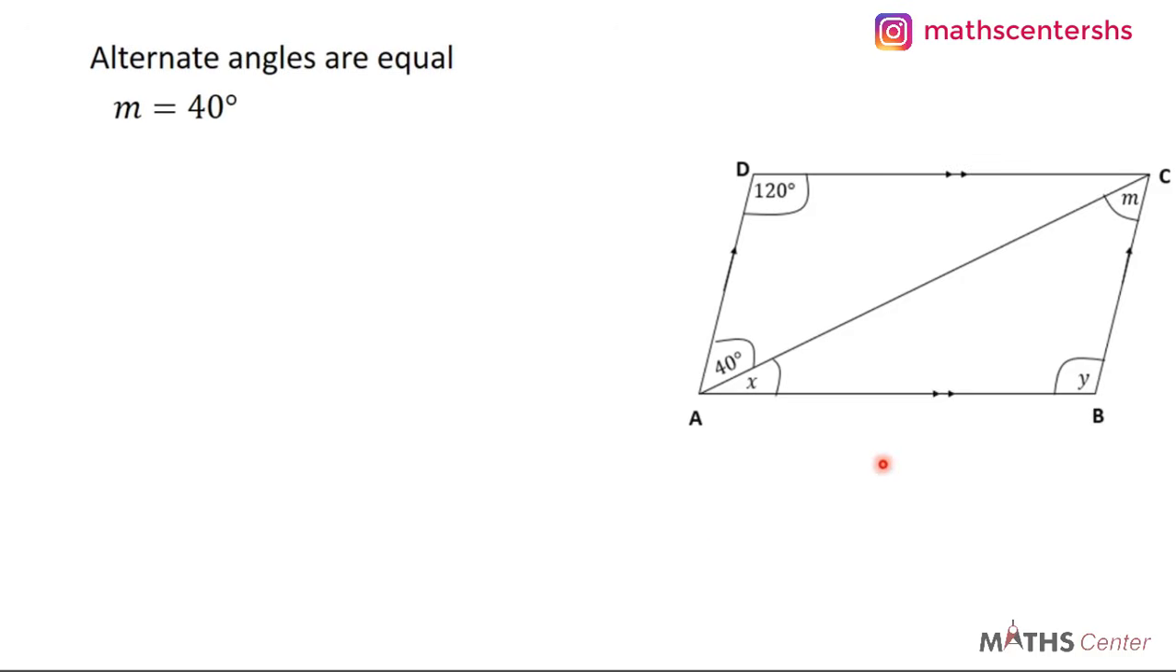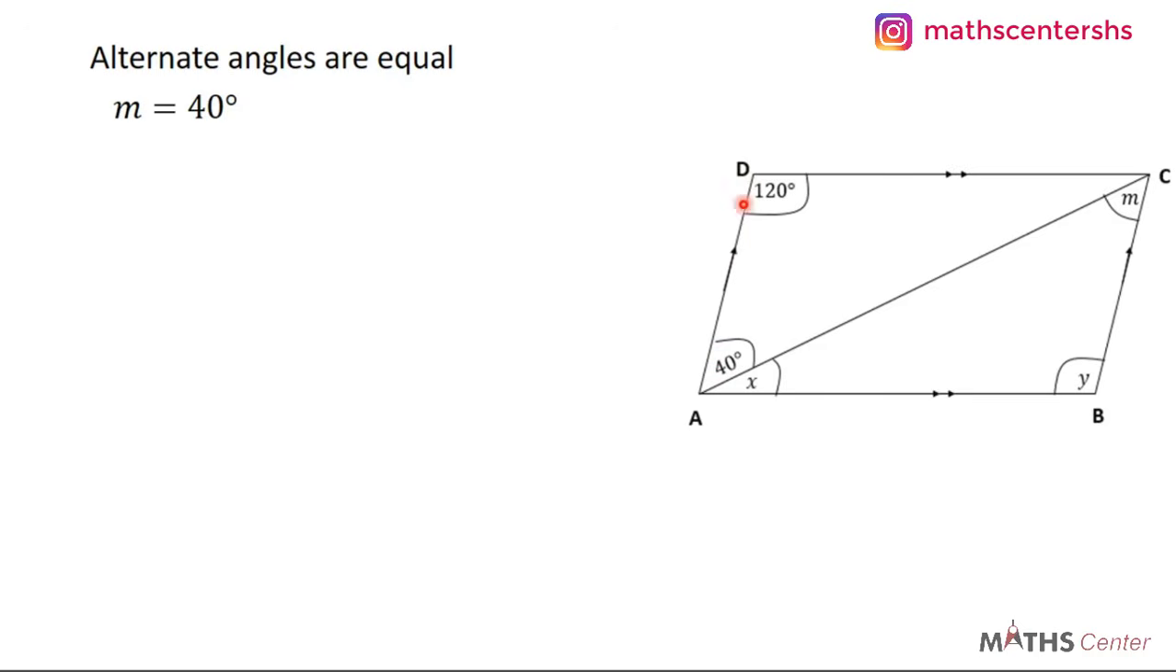We know that alternate angles are equal. Now let's look at the diagram very well. BC is a parallel line, AD is also a parallel line. So it means that this line here, this diagonal here, if you watch the video on mensuration, you will see that this line is called a diagonal. Line AC is called a diagonal. If you look at this diagonal very well and look at the parallel line BC and parallel line AD, you can see that M and 40 degrees are alternate angles.